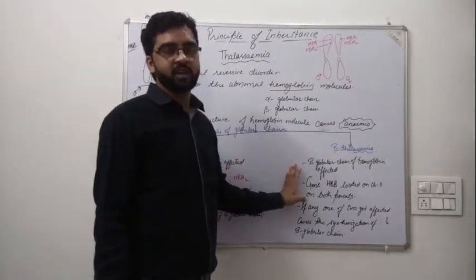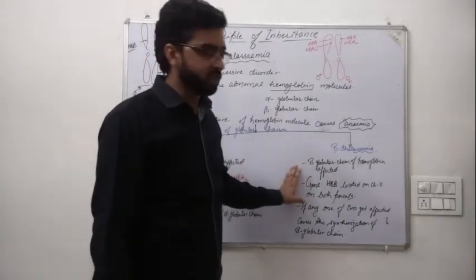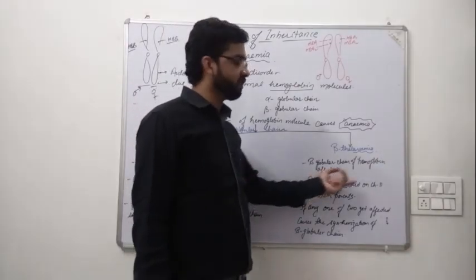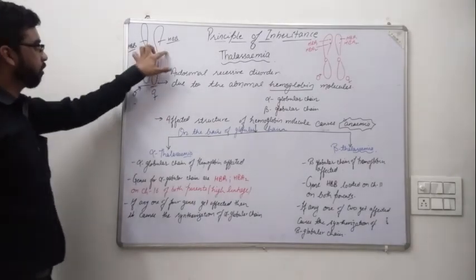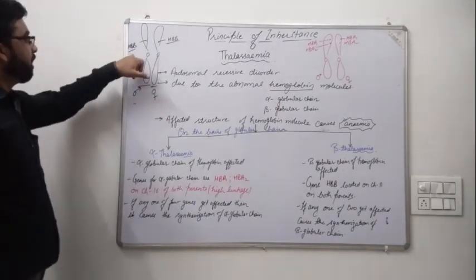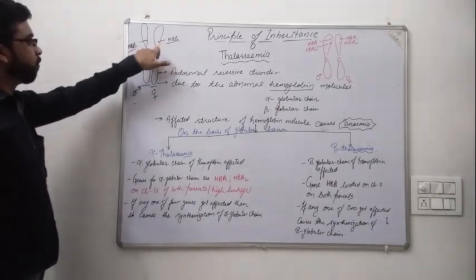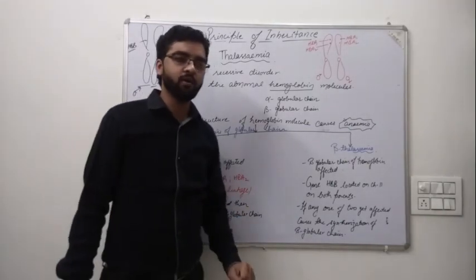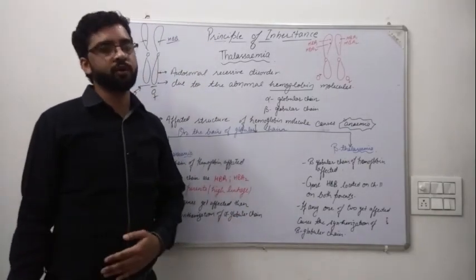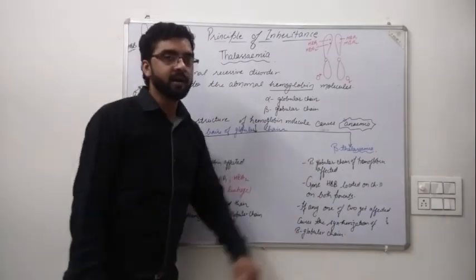The gene responsible for beta globular chain synthesis is HBB, which is located on chromosome number 11, as we have discussed here. If any one of the two gets affected, it also stops or reduces the synthesis of the beta globular chain, or it causes beta thalassemia.